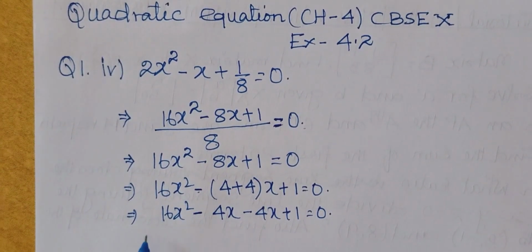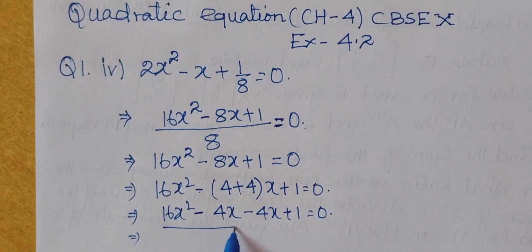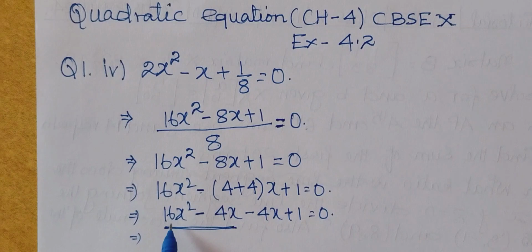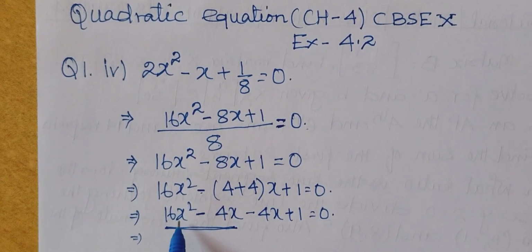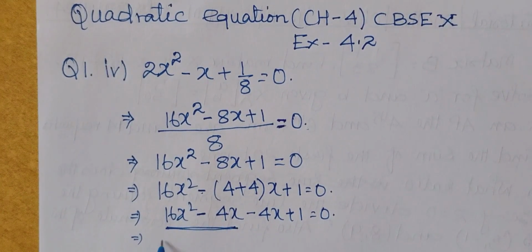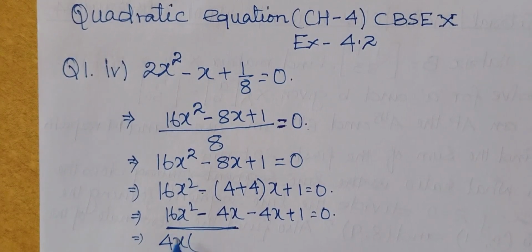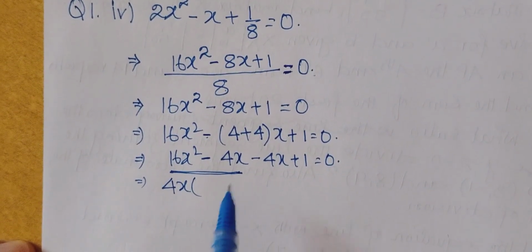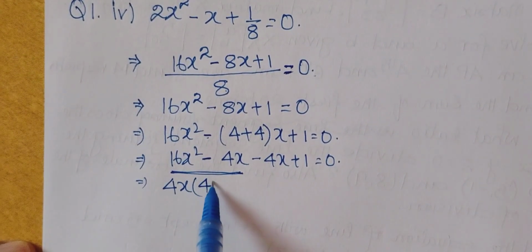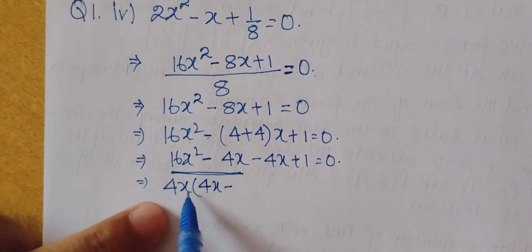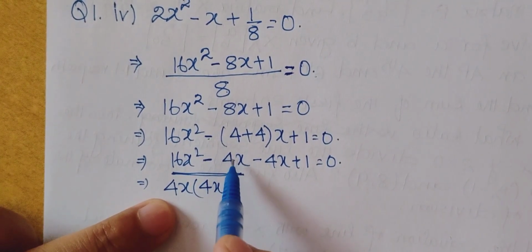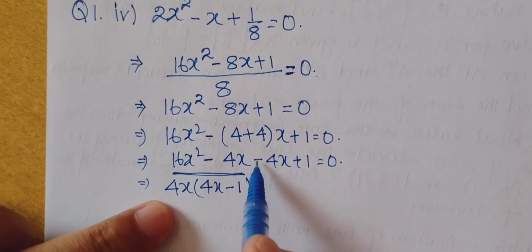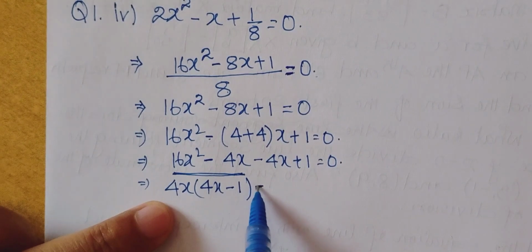We are taking common from these two. Look at here, in these two, 16 is divisible by 4, so we can take 4 as a common, and here is x square, here is x, so we are taking 4x as a common. What is left over here? There is your 16, so 4 4s are 16, 4x minus. Everything we are taking common, what is left over here? 1. Okay, the same sign we are taking common, minus.